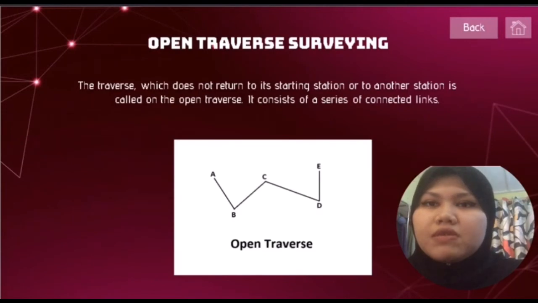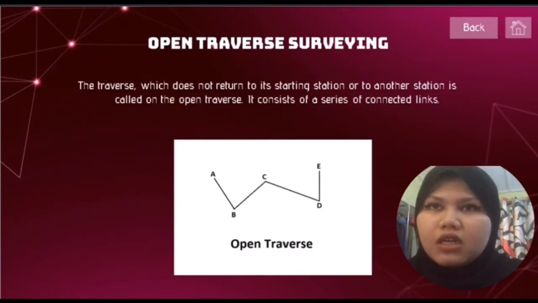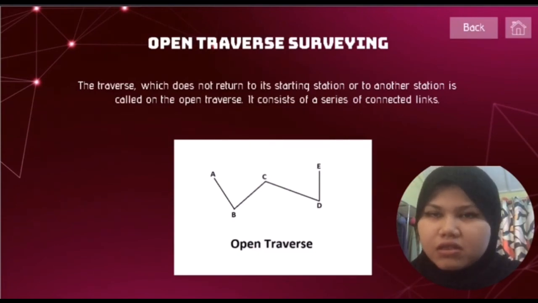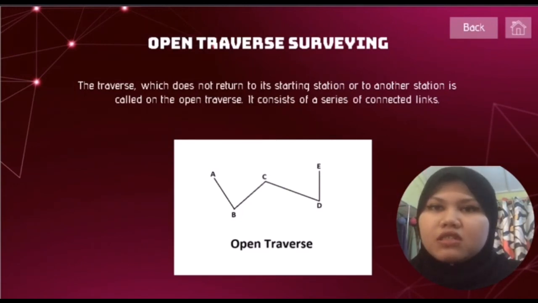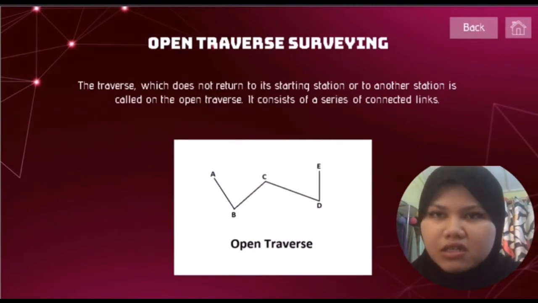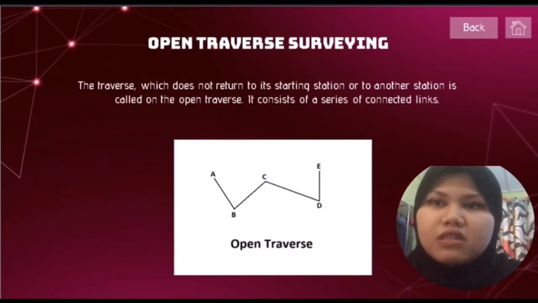For open traverse surveying, the traverse does not return to the starting point and another total station. So it creates an open space, and it also consists of a series of connected links. As you can see in the figure, the traverse is in an open condition, and that is why it is called open traverse surveying.